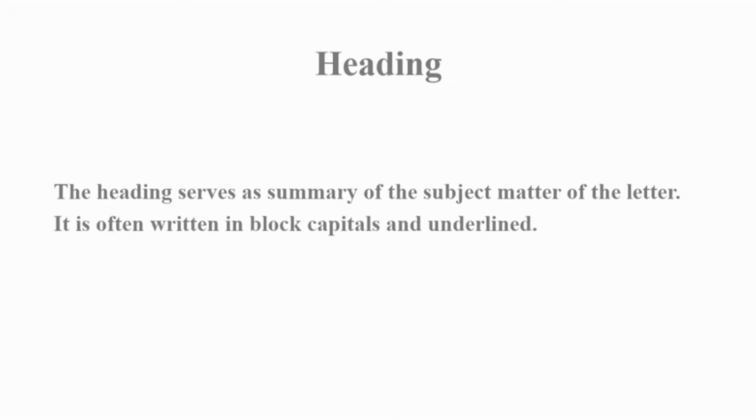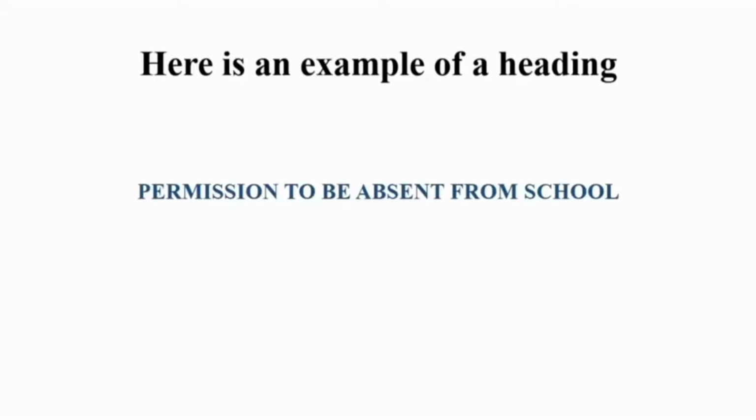Now let us look at the heading. The heading serves as summary of the subject matter of the letter. The reader should know what the entire letter is about by simply looking at the heading. It is often written in block capitals and underlined. It is written immediately below the salutation. Now, let us look at an example of the heading. Permission to be absent from school. Underlined.